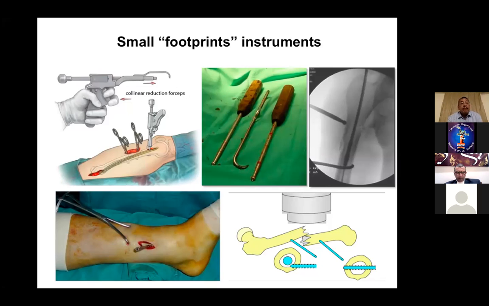Again, you can use some tools like the bone hook and the ball pointed pusher to help in reducing subtrochanteric fractures, for example, during intramedullary nailing, using just small incisions to introduce your instruments. Again, you have the collinear reduction forceps. It can be introduced through a small window to pull the shaft to the plate in minimal invasive plating techniques.